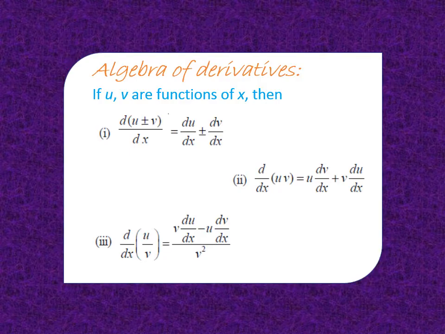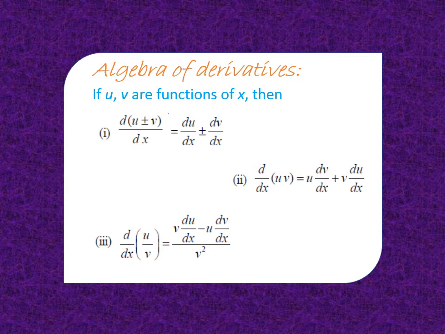Now next, if u and v are functions of x, then we have learned these three properties in grade 11th also. The differentiation of u plus or minus v is equal to what? Differentiation of u plus or minus differentiation of v. So d upon dx of (u plus or minus v) is equal to du upon dx plus or minus dv upon dx. Clear?